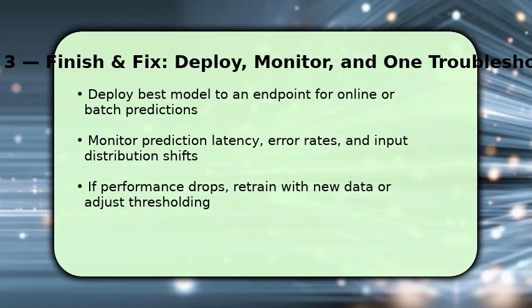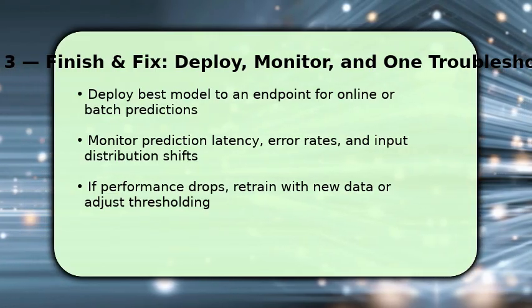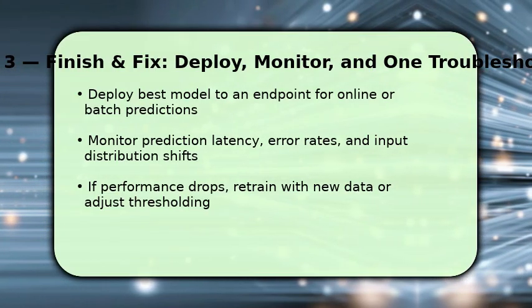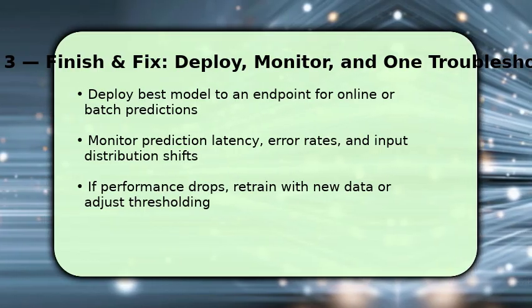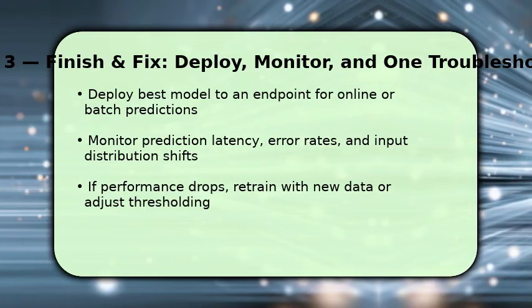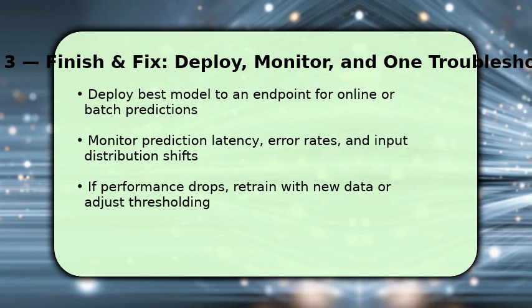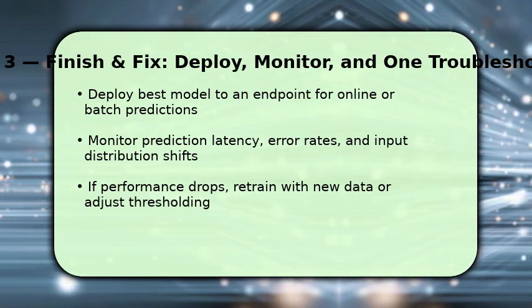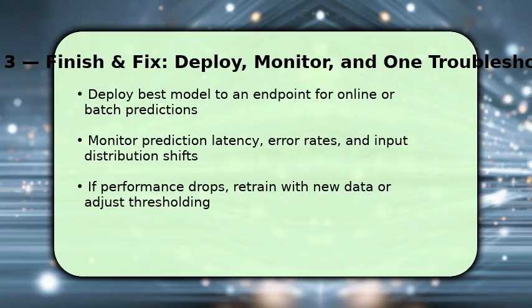If performance degrades, collect new labeled examples, retrain the model, or recalibrate thresholds. Sometimes simple label fixes or feature normalization resolves issues. Finally, revoke unused service keys and automate.